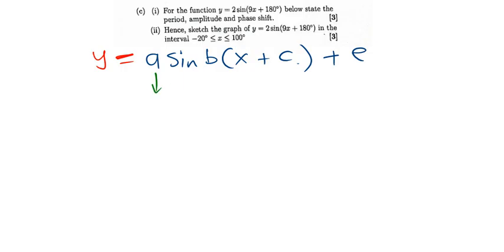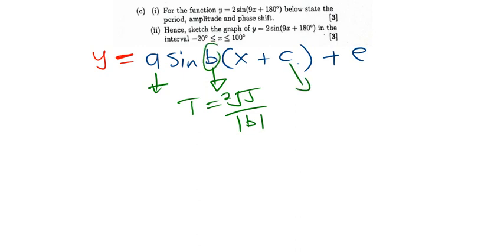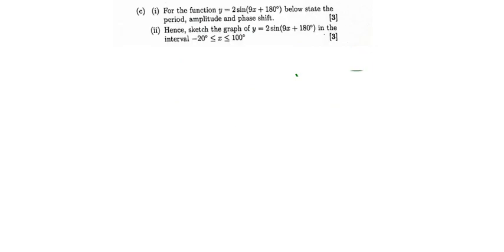This is the amplitude. This helps us find the period by dividing, what do we divide? We divide 2 pi by the modulus of b. Then, as long as you factorize so that x has a coefficient of one, the phase shift becomes negative of c, and then this is the vertical shift. So let's try to apply that to what we have.